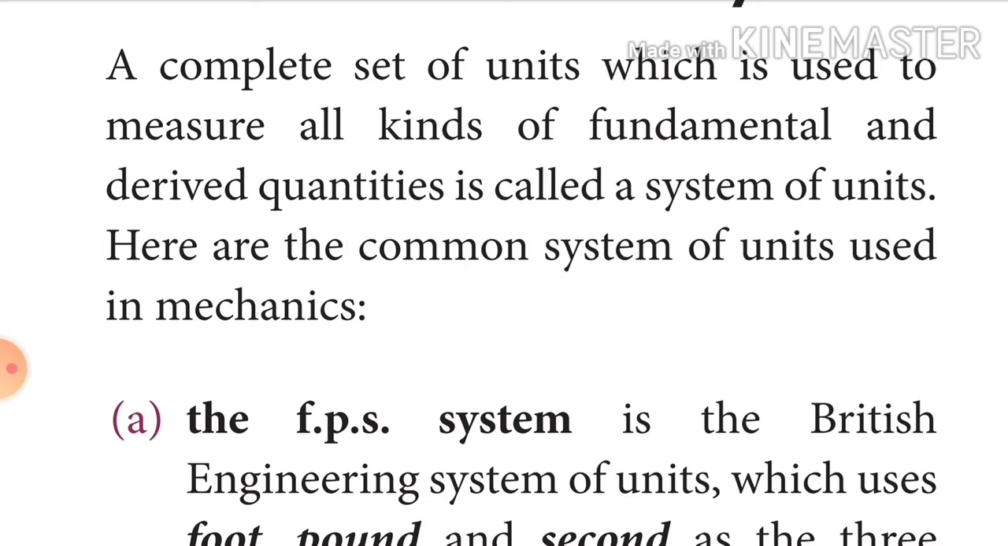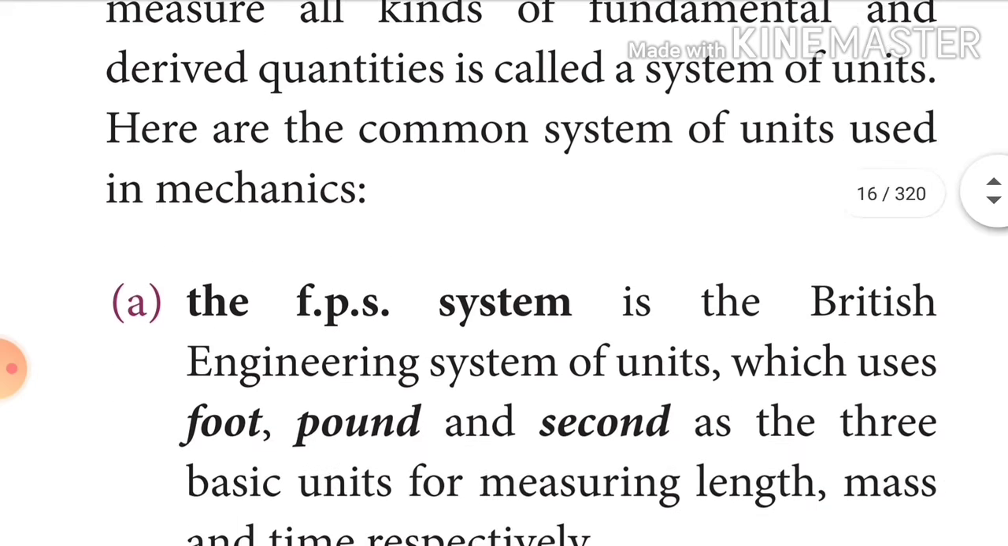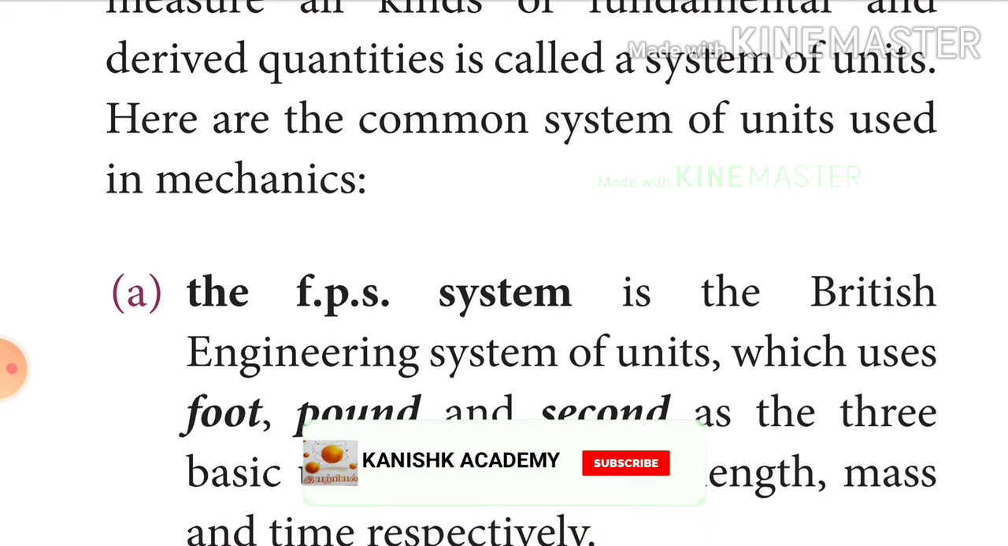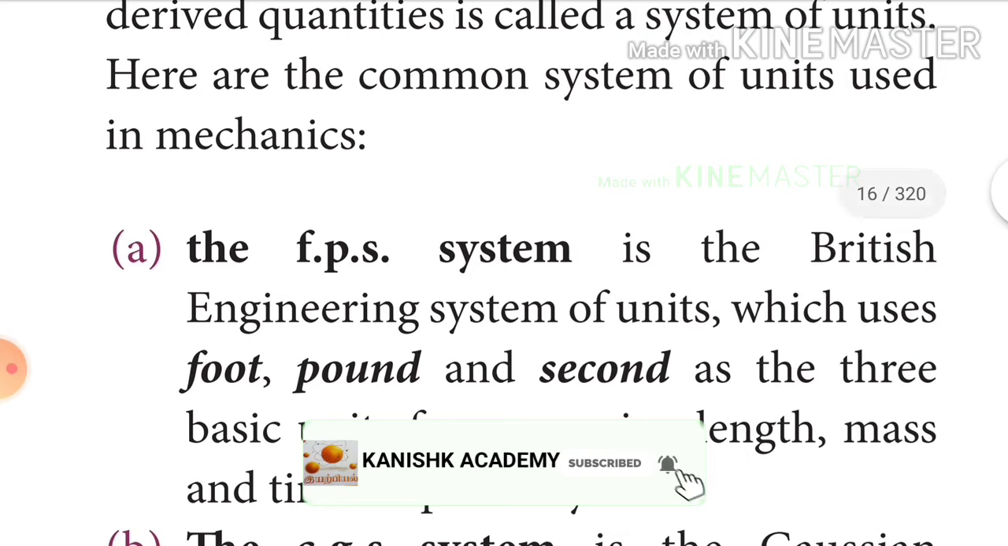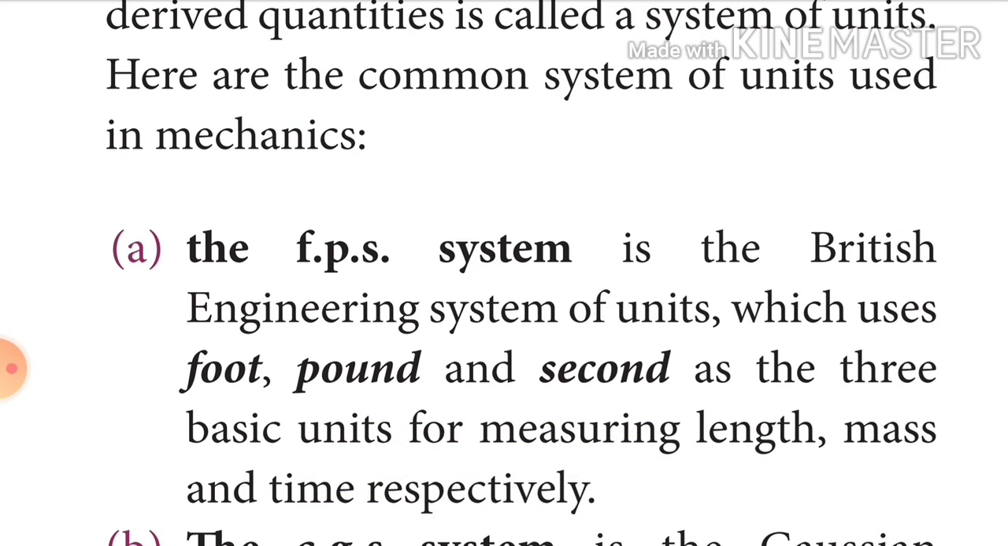The FPS system is the British engineering system of units which uses foot, pound and second as the three basic units for measuring length, mass and time respectively. For measuring length, the unit foot is used. For measuring mass, the unit pound is used, and for time, second is used.